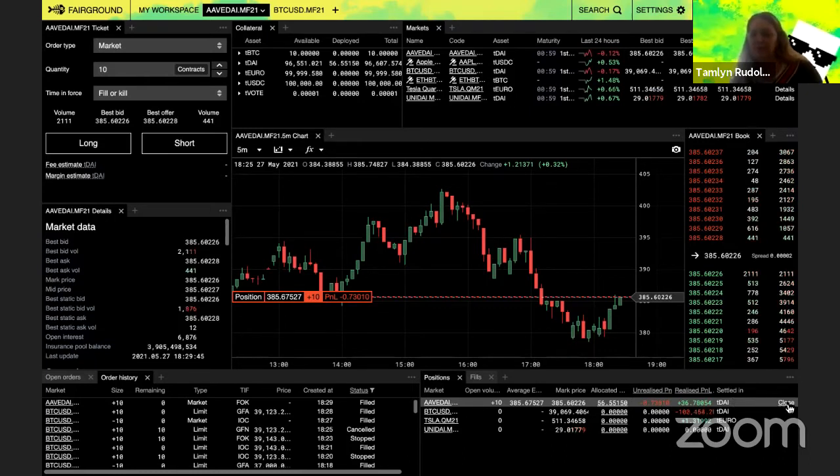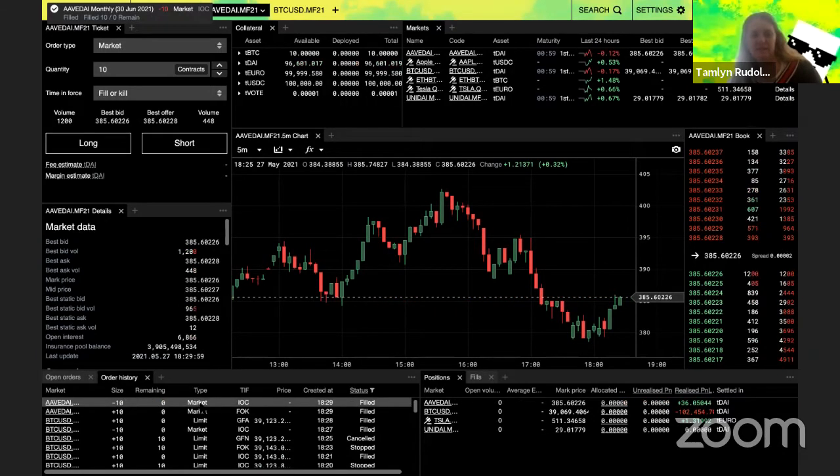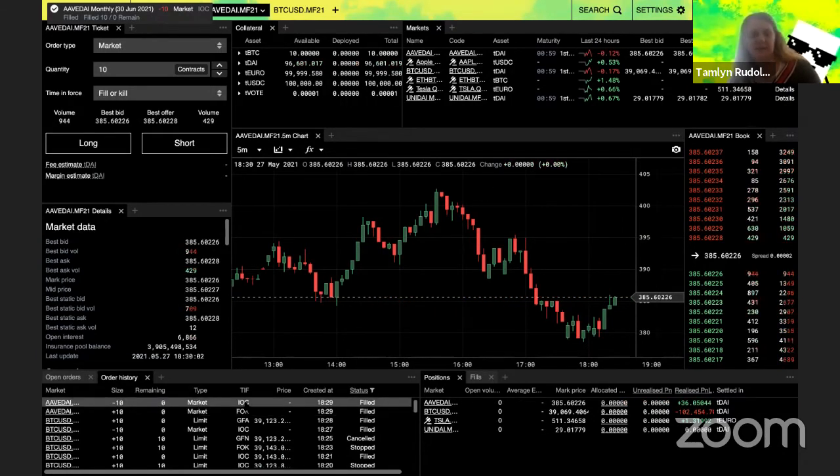And if I want to, I can just close it from here, and closing it from here is basically just doing the opposite, doing a sell 10 market order. So if I just click short there, that should execute for me. You can see it's opened up this order in the order history. It's a short 10 market order. In this case, it was IOC. I could have changed that if I wanted, and that's been filled.